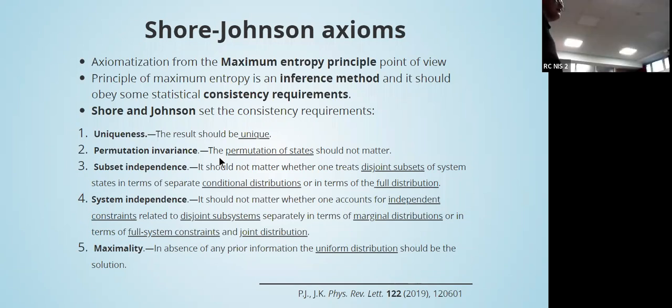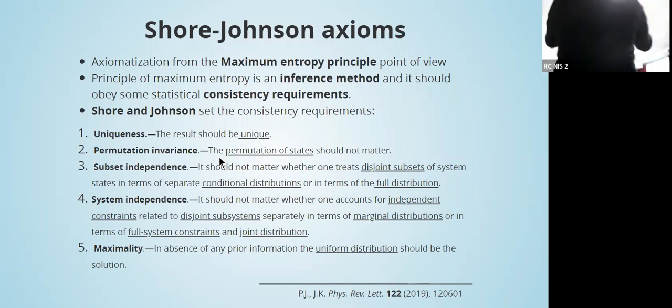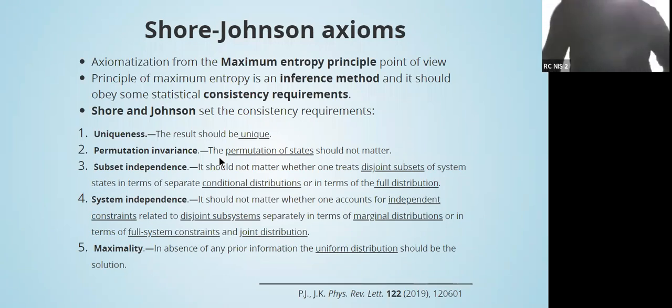And then there is the fourth, which is the most controversial. It should not matter whether one accounts for independent constraints related to disjoint subsystems separately, in terms of marginal distributions, or in terms of full system constraints and the joint distribution. So consider that you have two disjoint systems. You have the constraints of both of them. They say it should not matter whether I do the maximum entropy principle for each of the subsystems separately or for the joint distribution.